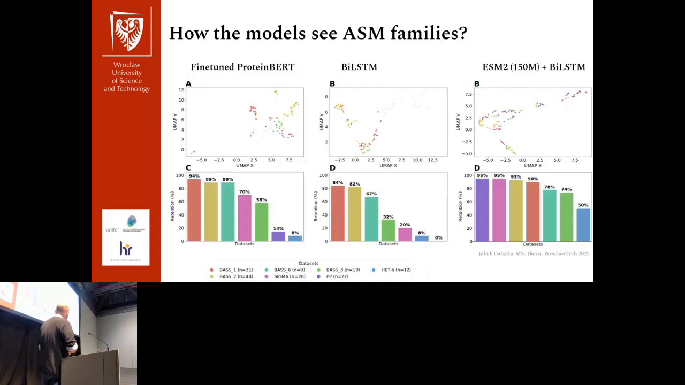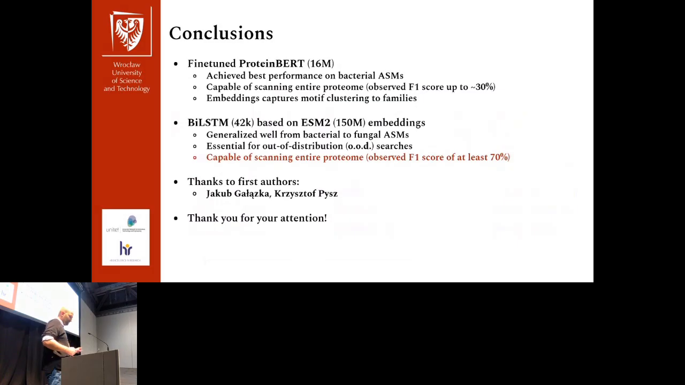ESM2 BLSTM was also much more consistent when we looked at how they detected motifs from subfamilies. You can see it here. But we quite liked how Proteome-BERT used embedding space to capture these families, because, for example, these two families, BUS3 from bacteria and PP from fungi, are related, and they come together in embedding space.